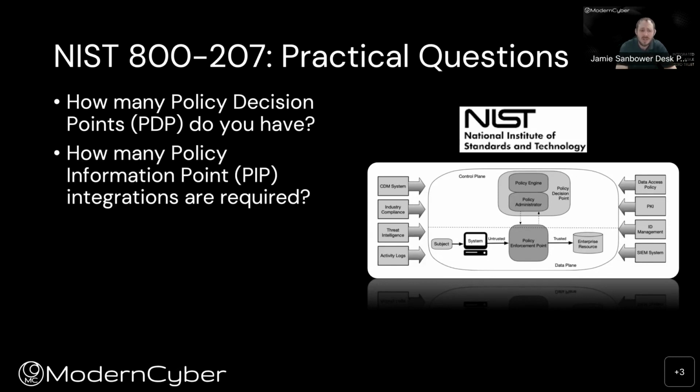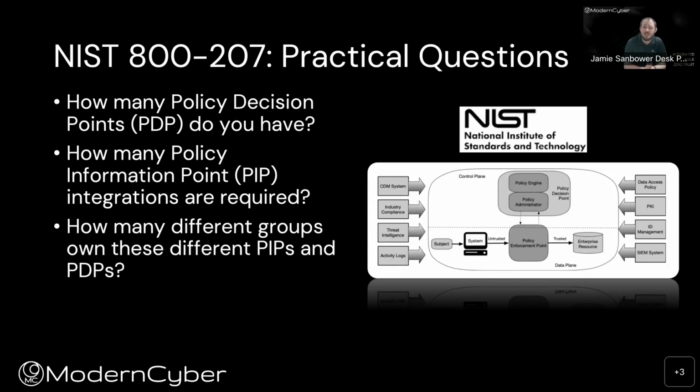The other big question is, how many policy information points and integrations are going to be required to achieve a good picture of context around risk? And then finally, how many different groups within the organization are going to own these different tools, both policy information points like mobile device management, enterprise mobility management tools, vulnerability management tools, and how many different groups are owning the actual policy decision and enforcement points, like the firewalls, like the identity and SSO system.